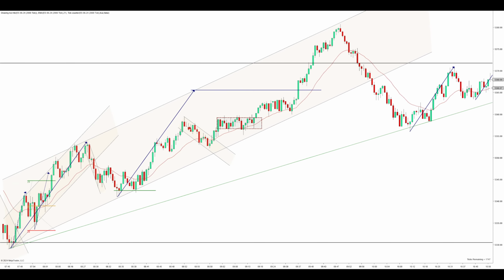Now, notice here you get a little tick higher. I don't care about each tick that goes by. Some might view this as a second entry long right here because you have first entry long, second entry long, but really I just view this as one leg down.